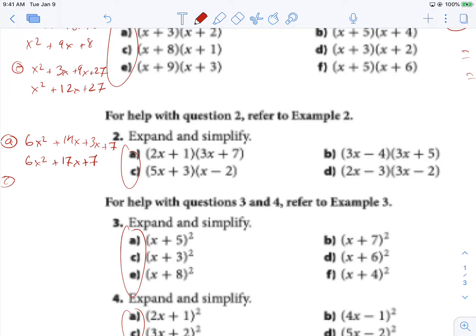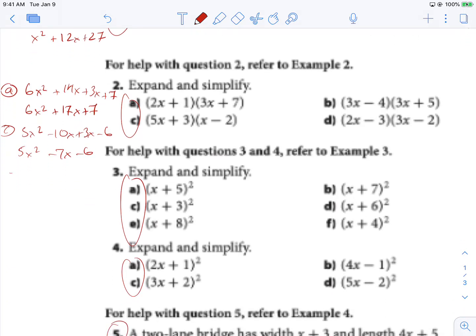Okay, for C, 5x times x is 5x squared minus 10x plus 3x minus 6. So we get 5x squared minus 7x minus 6. Okay. For 3a, this x plus 5 squared is really just like writing x plus 5 times x plus 5.